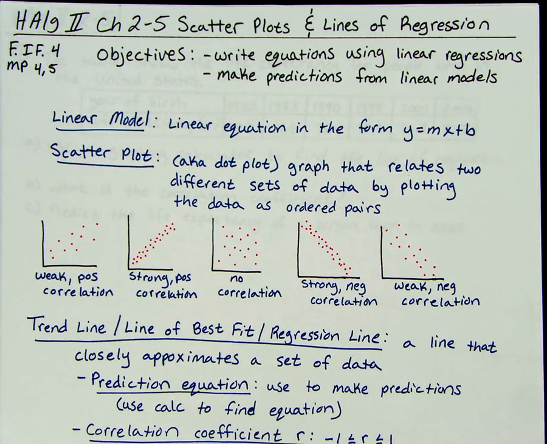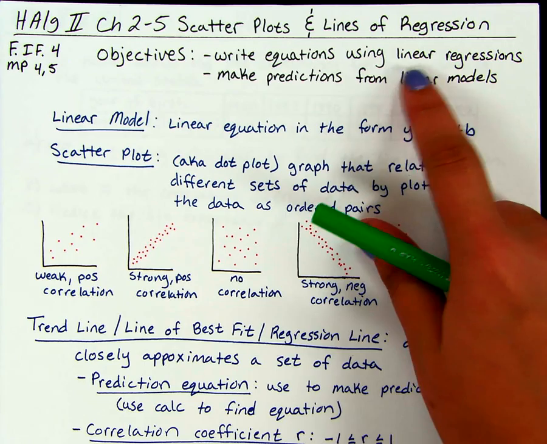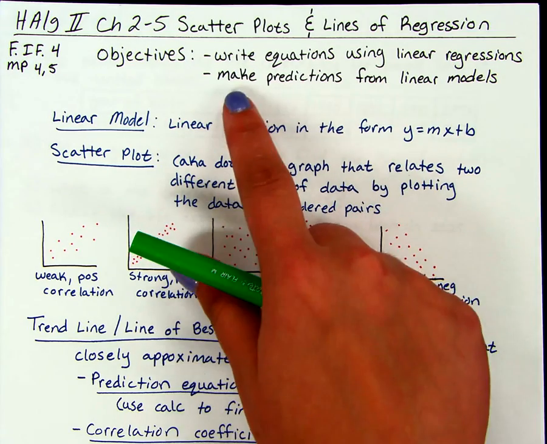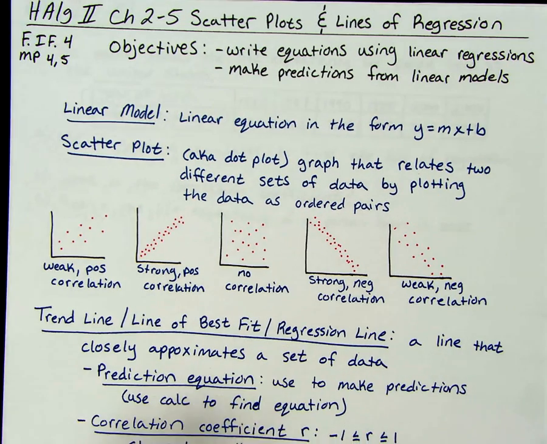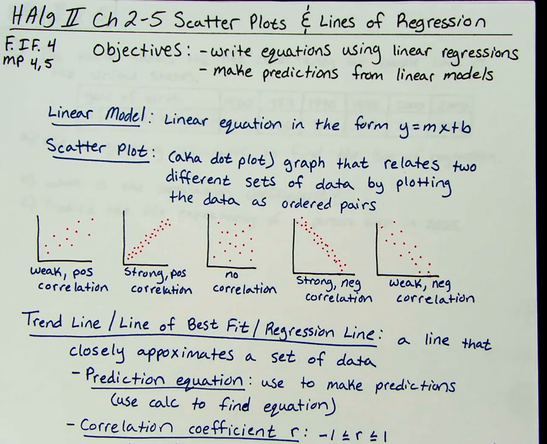Lesson 2-5, Scatter Plots and Lines of Regression. So by the end of this lesson, we should be able to write equations using linear regressions and make predictions from linear models. So to start with, we have a couple definitions.